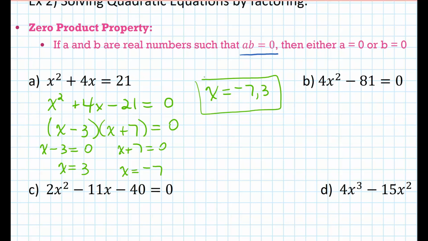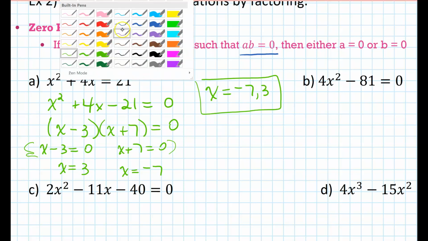All right, is it absolutely necessary to write these steps out here? No, it's not. So if you don't feel the need to, you don't have to show it. All right. Let's look at our next one.